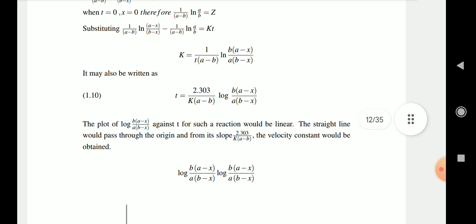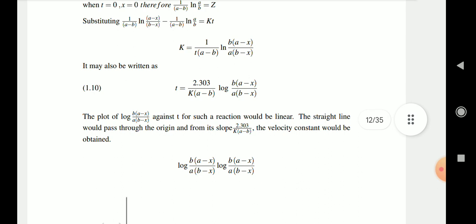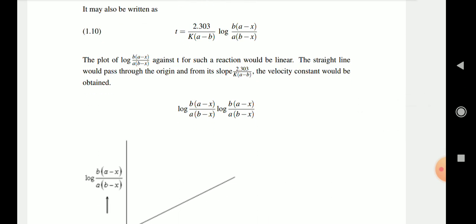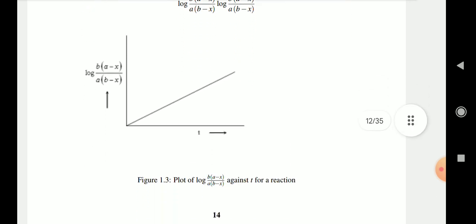It may also be written as k = 2.303/(t(a - b)) log(b(a - x)/(a(b - x))). The plot of log(b(a - x)/(a(b - x))) against t for such reactions would be linear. The straight line would pass through the origin, and from its slope, 2.303 k (a - b), the velocity constant will be obtained.